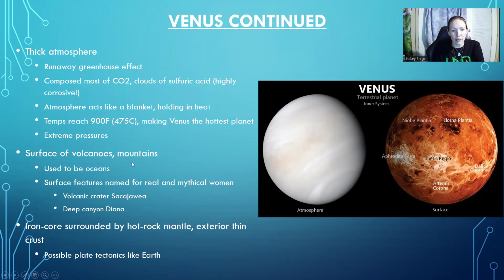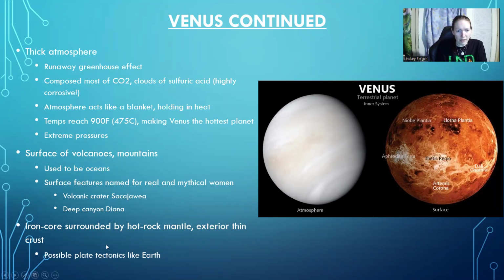we know the surface has volcanoes. It's got mountains. We know there used to be oceans, as in liquid water, on Venus. And again, the surface features are pretty cool. So these are named, again, keeping in with the theme. So the whole planet is named after the goddess of love. The features are named after other mythological and real women. So there is a volcanic crater named Sacagawea. There is a canyon called Diana. That, depending on your interpretation of Diana, that could be the goddess of the hunt. That could be Princess Diana. I think it's over the goddess, but Princess Di was wonderful.